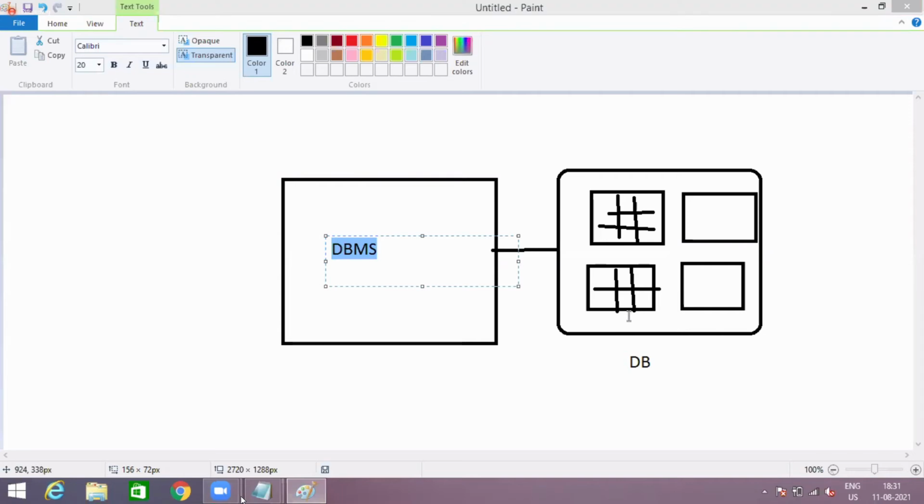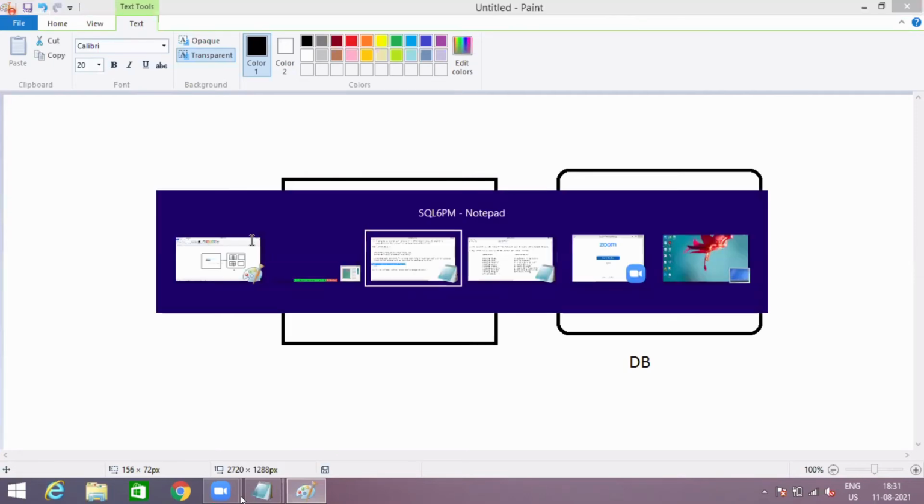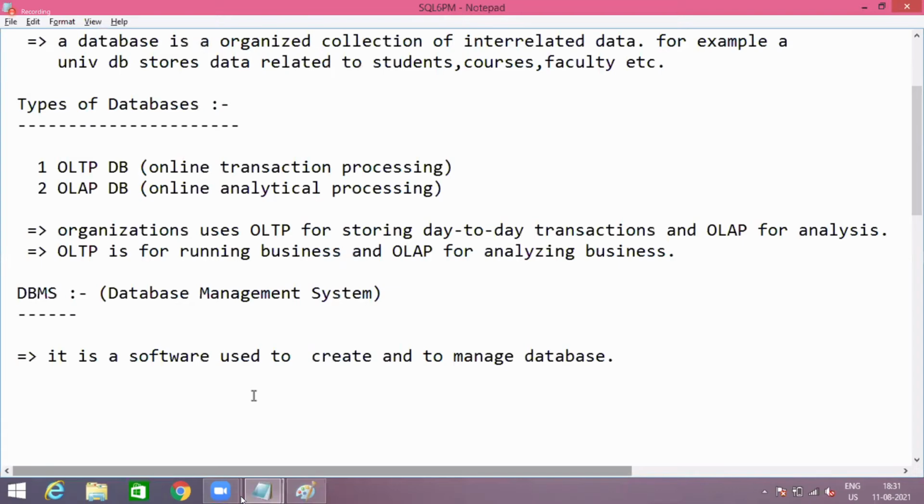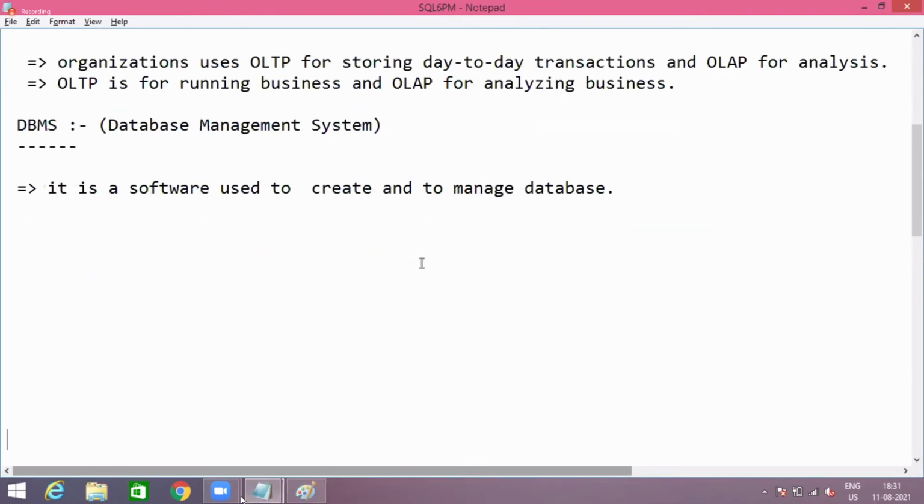Don't confuse them. So what is a database? A database is a storage that stores the data. But in your system, if you want to create the database and work with the database, we need a software. That software is DBMS. So they are mainly used to create and to work with the database.